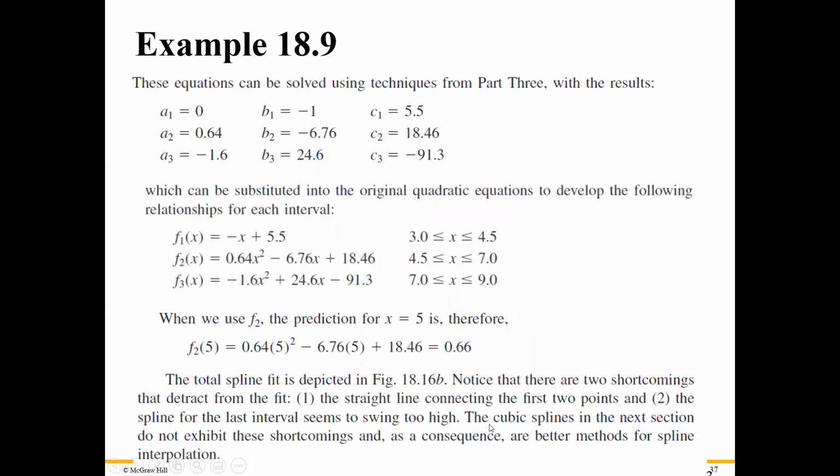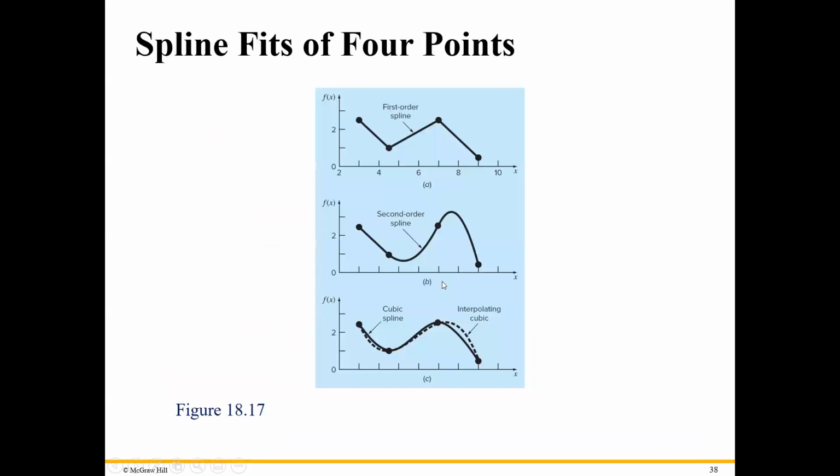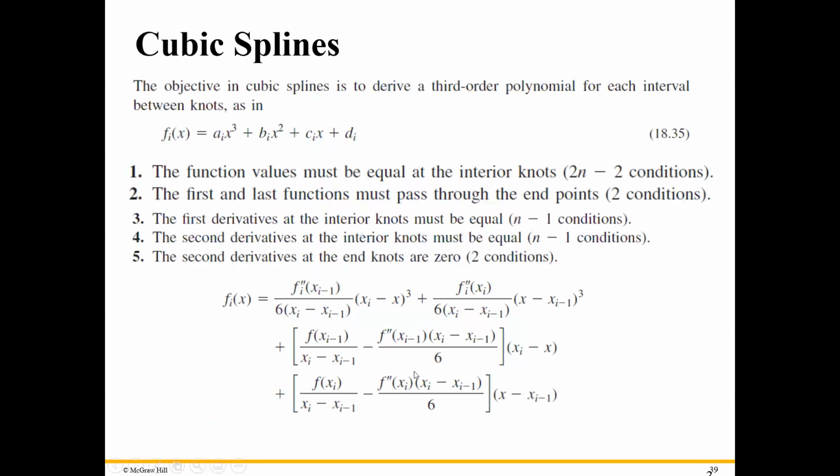So it is swinging too high actually. Therefore, this second order spline, which is shown over here, due to a large swing, does not seem to give us very good answers. So therefore we can try the third order spline.